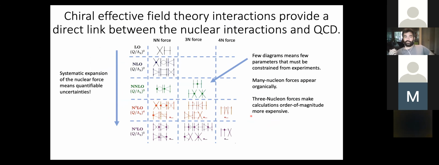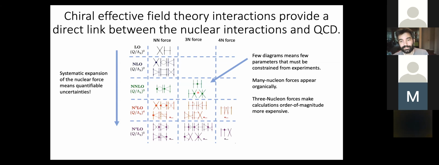It's essentially a bag of goodies. It provides us a direct link with the underlying theory, which in this case is QCD. It comes as a systematic expansion, which also means that it comes with, hopefully, quantifiable uncertainties. So hopefully at each order in this expansion, we obtain a better description of the nuclear interaction. And in a systematic way, we also know what the error we are making is, because we are truncating the rest of the series. So if we can quantify that, we can include it in the theoretical prediction.